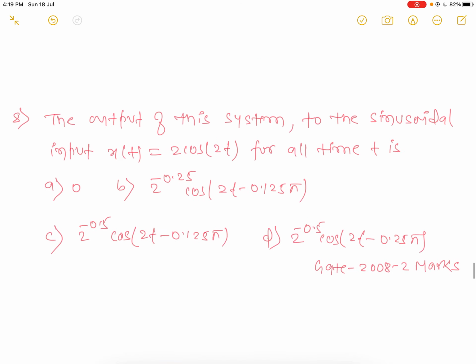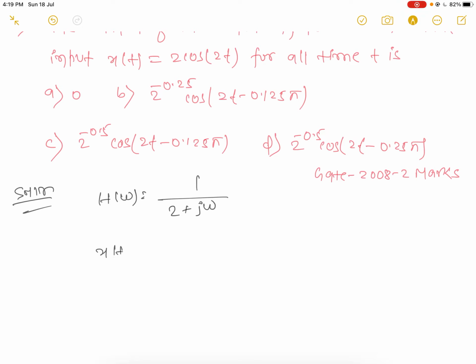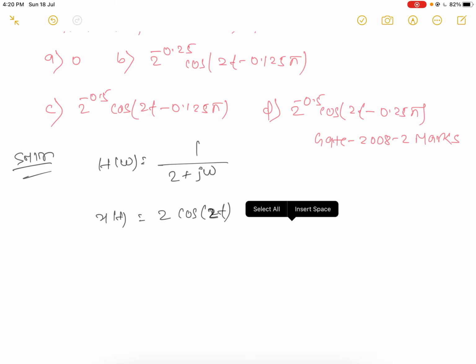Now comes the next question, which is linked. The output of this system for the sinusoidal input x(t) equal to 2 cos 2t for all time t. Here H(omega) is given as 1 by 2 plus j omega, and x(t) is given as 2 cos 2t. First of all, we have to find the Fourier transform of x(t).